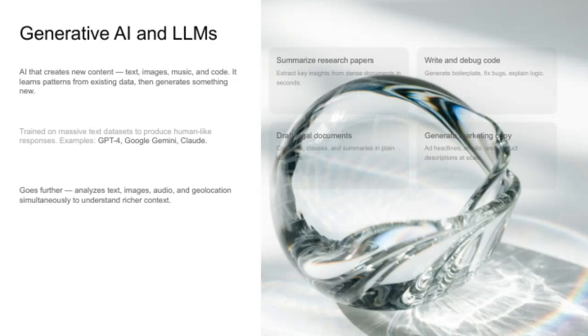Let's take a closer look at what generative AI and large language models, or LLMs, can do. One of the key strengths is their ability to generate marketing copy at scale.